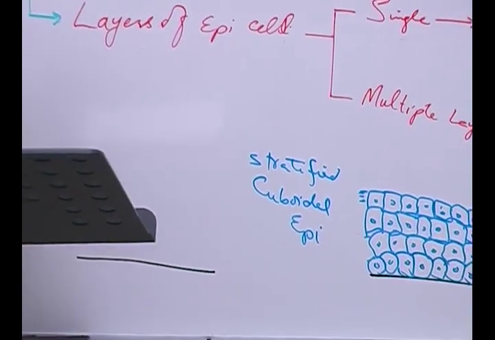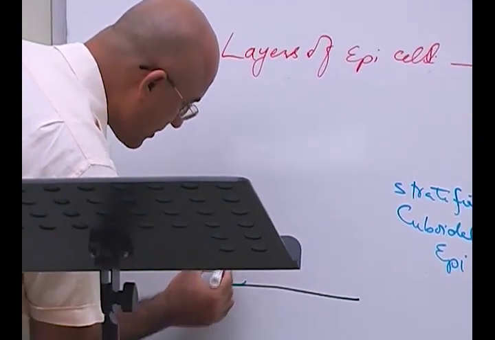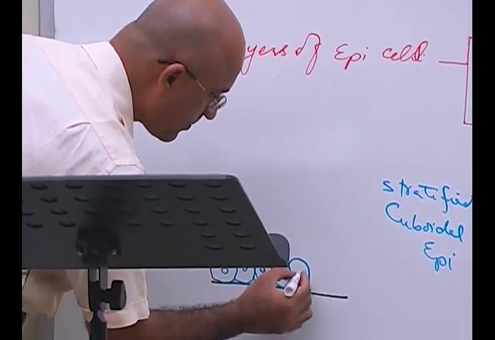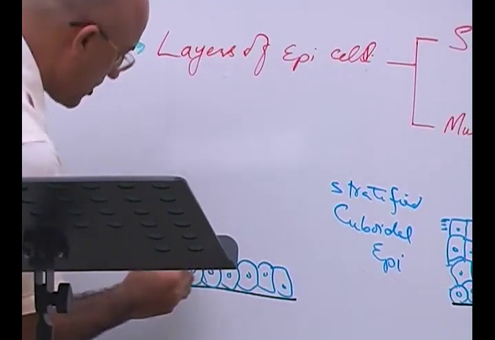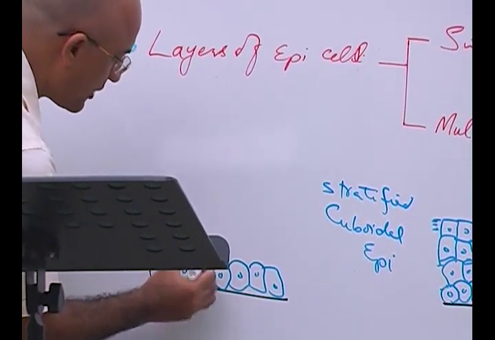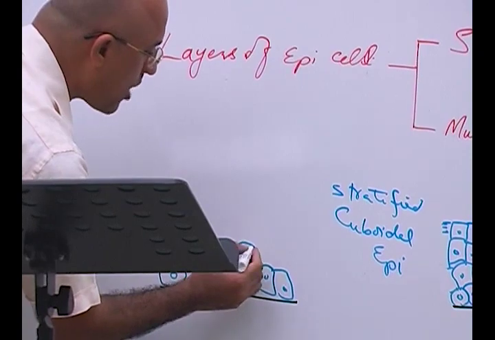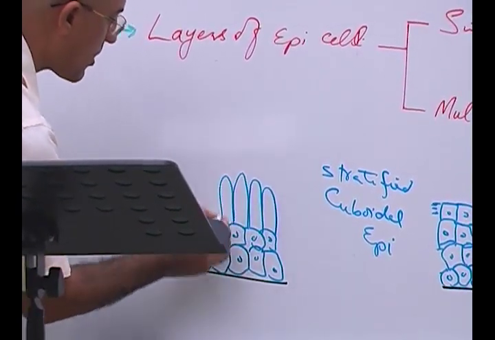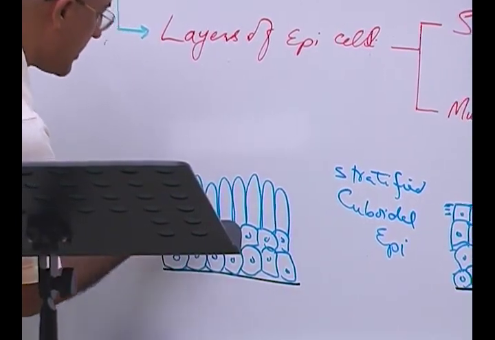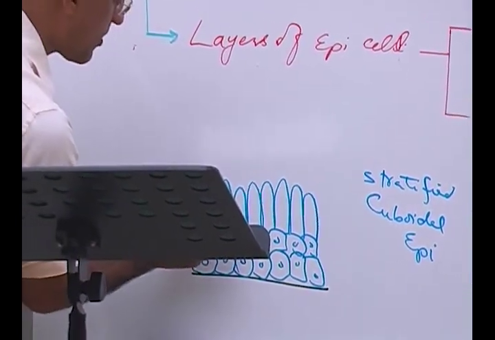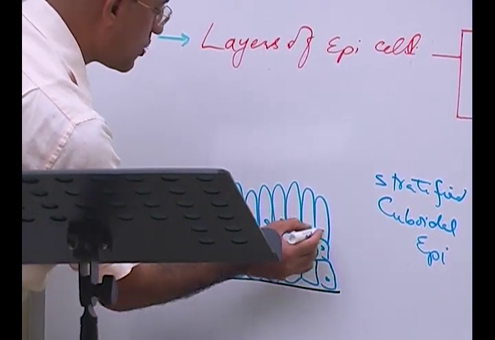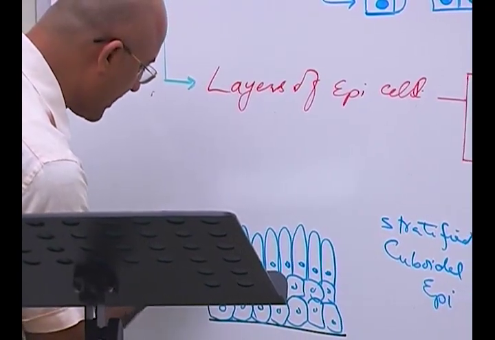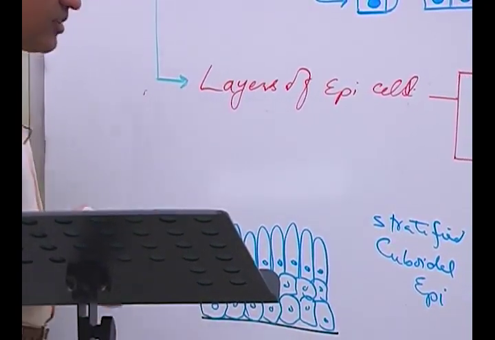Then you may come across another type of epithelium. Again, it is multi-layered. So we can say this is also stratified, but here the top cells are not squamous and not cuboidal, rather they are, yes, columnar. So how will you name this epithelium? Very good. This is called stratified columnar epithelium.